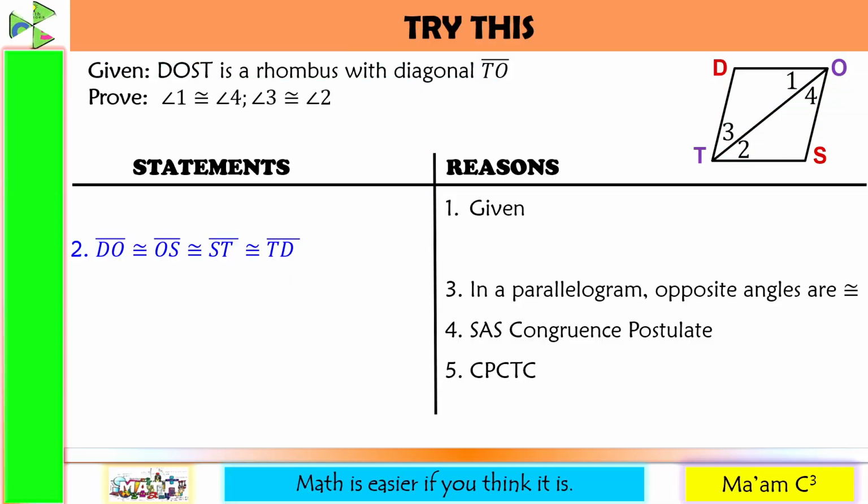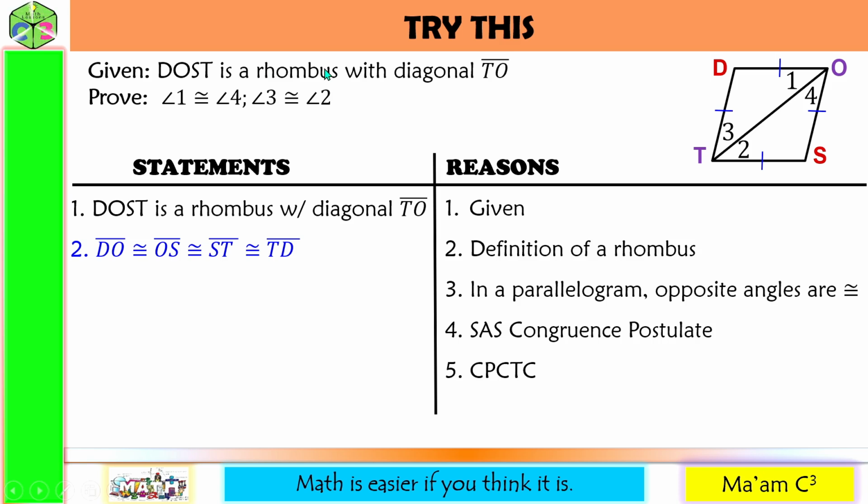Try this. Given DOST is a rhombus with diagonal TO, we are asked to prove that angle 1 and 4 are congruent and angle 3 and 2 are also congruent. So the given is DOST is a rhombus with diagonal line segment TO. It says here, line segment DO is congruent with OS, with ST, with TD. So these four sides are congruent. And that is because that is the definition of a rhombus.